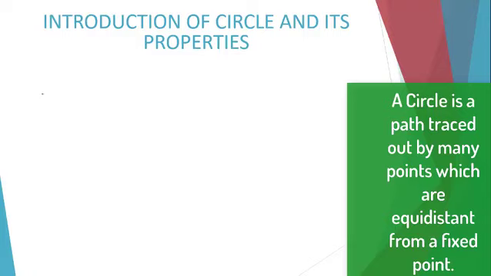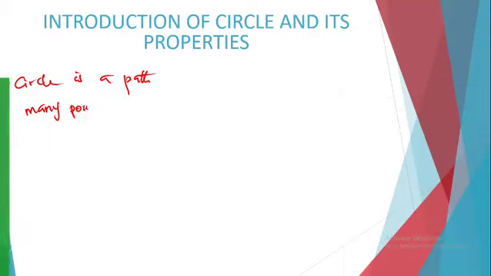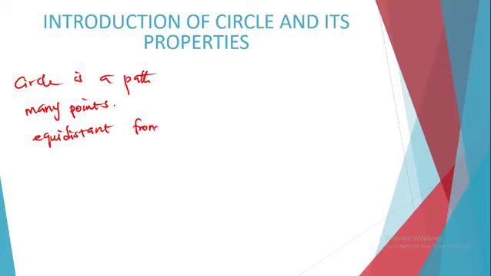By definition, a circle is a path traced out by many points which are equidistant from a fixed point. A fixed point. That is what the word circle is.